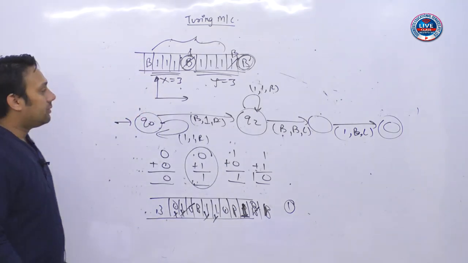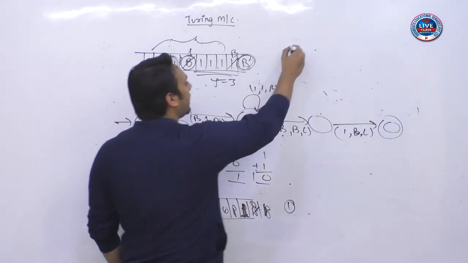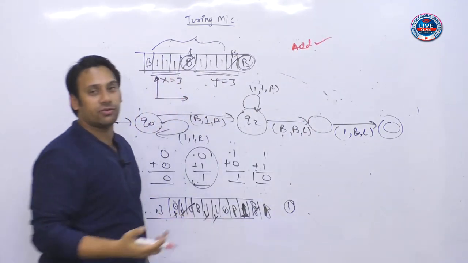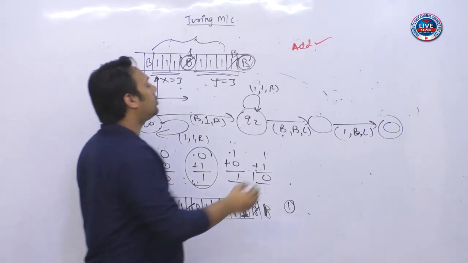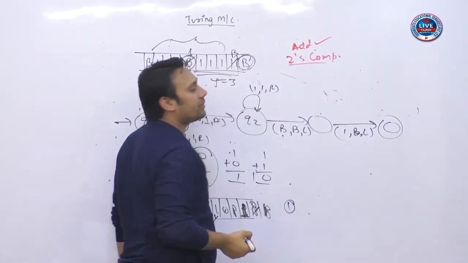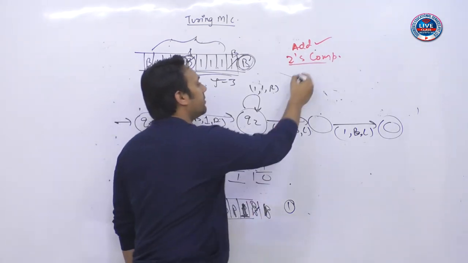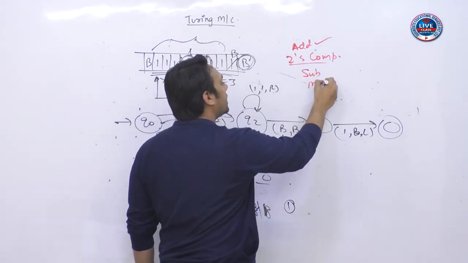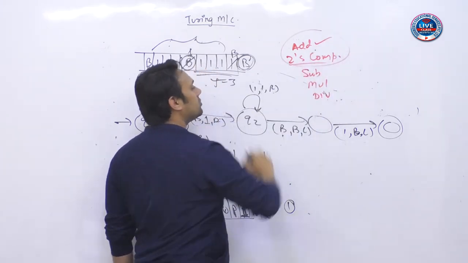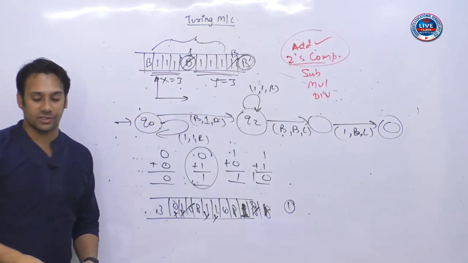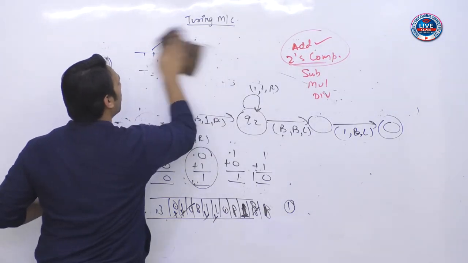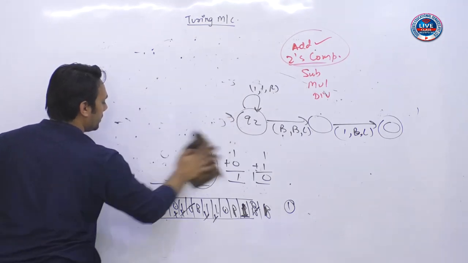So basically you can perform the addition operation using a Turing machine, and now I just have to prove whether you can perform a 2's complementation operation or not. If you can perform 2's complementation, then you can also perform subtraction, multiplication, and division. Just by having these two operations, you can perform all these different operations. Okay, now let's do it. How can you perform the 2's complementation operation using a Turing machine?